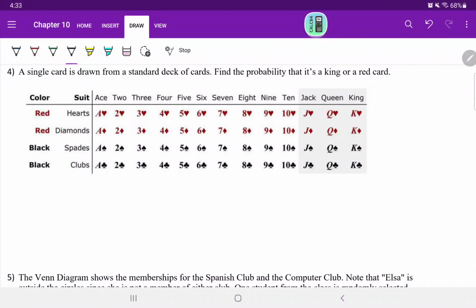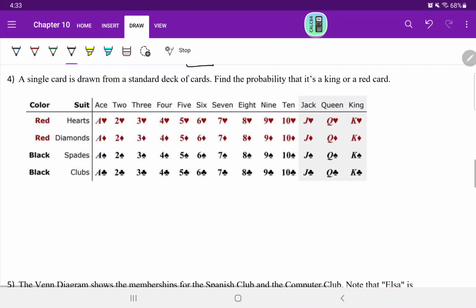Alright guys, in this video we're going to knock out questions 4 and 5. Now it says here, a single card is drawn from a standard deck of cards. Find the probability that it is a king or a red card.